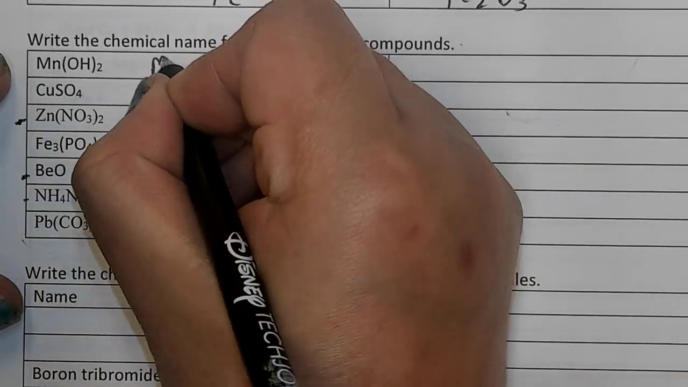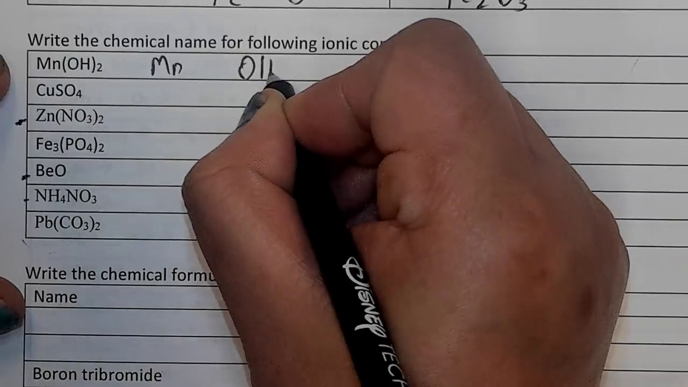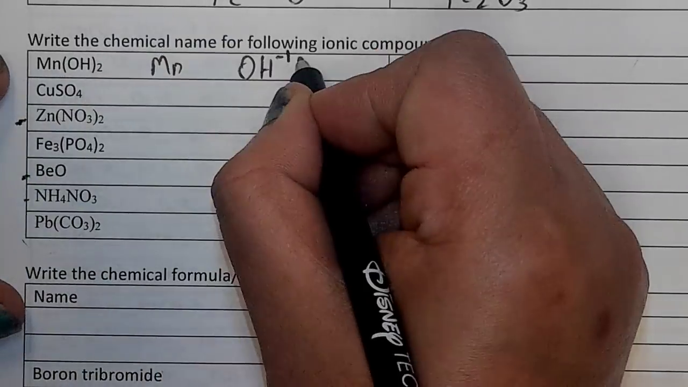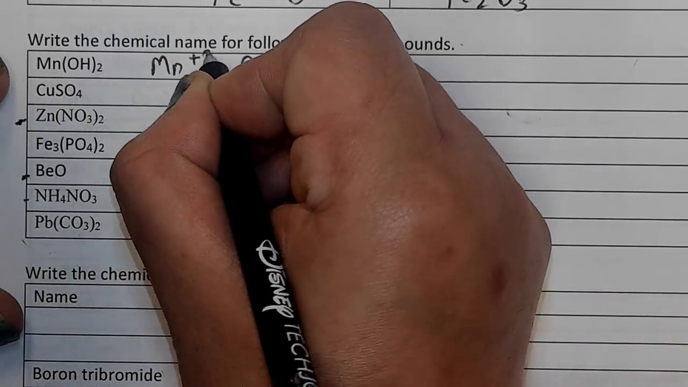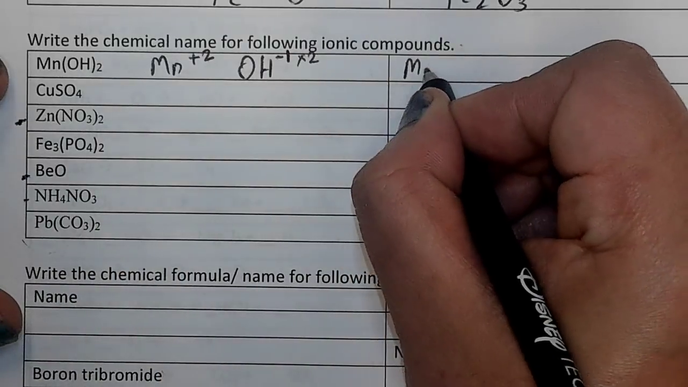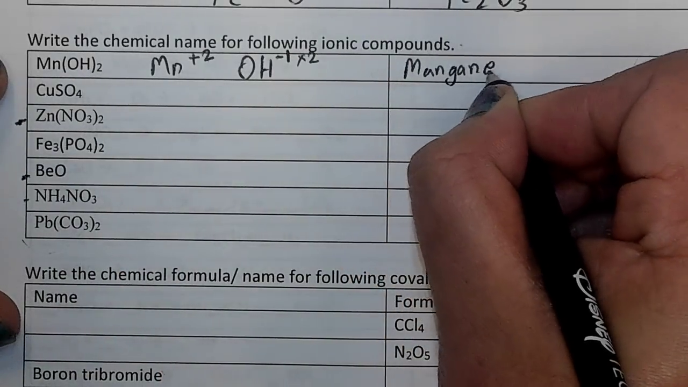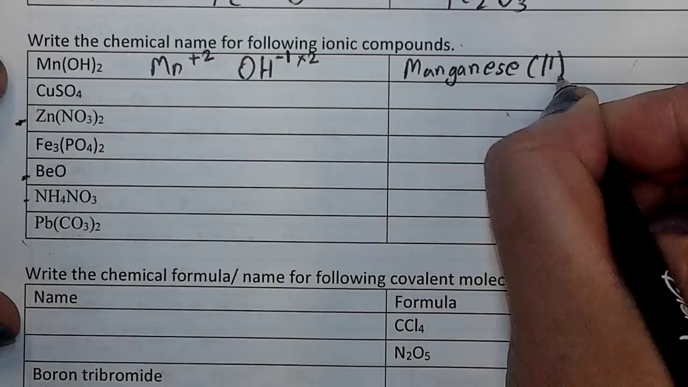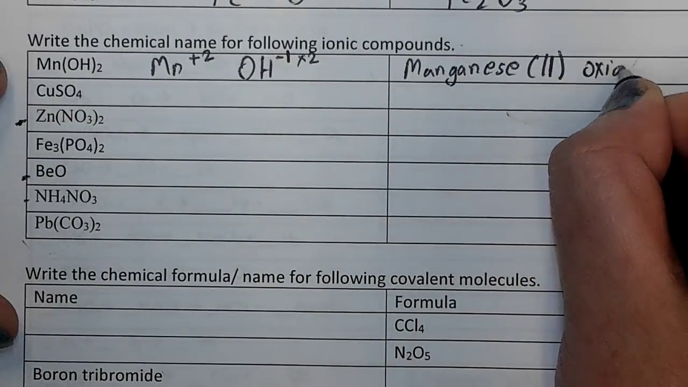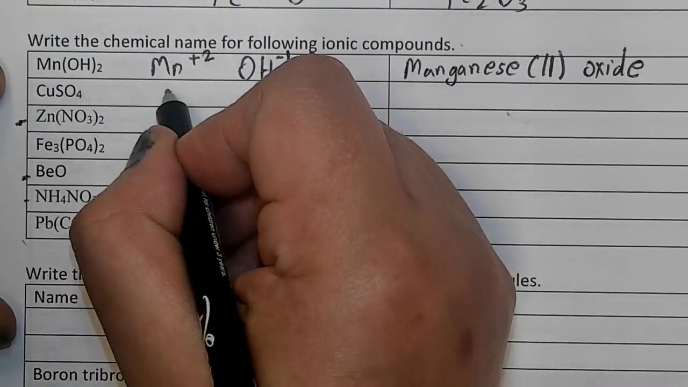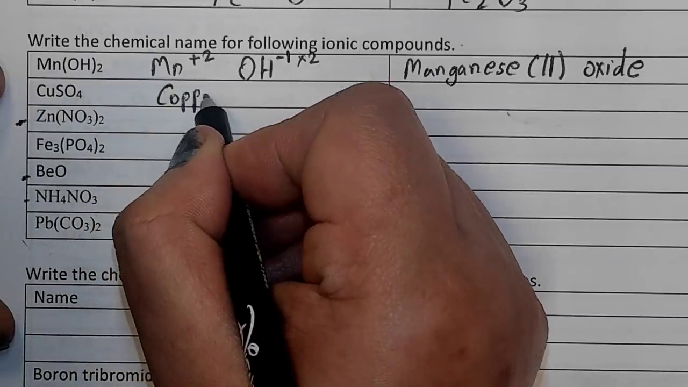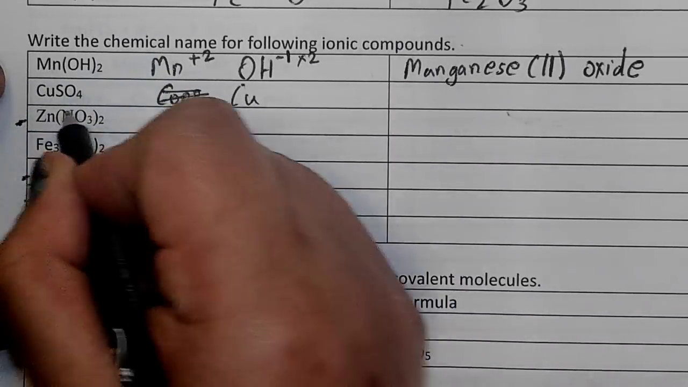So for example, Mn, we don't know what it is, but we know OH is -1. That's 2 times Mn, therefore Mn is +2. Okay, so that means manganese 2 and then oxide. Okay, Cu, copper. Oops, sorry, I should be writing Cu.